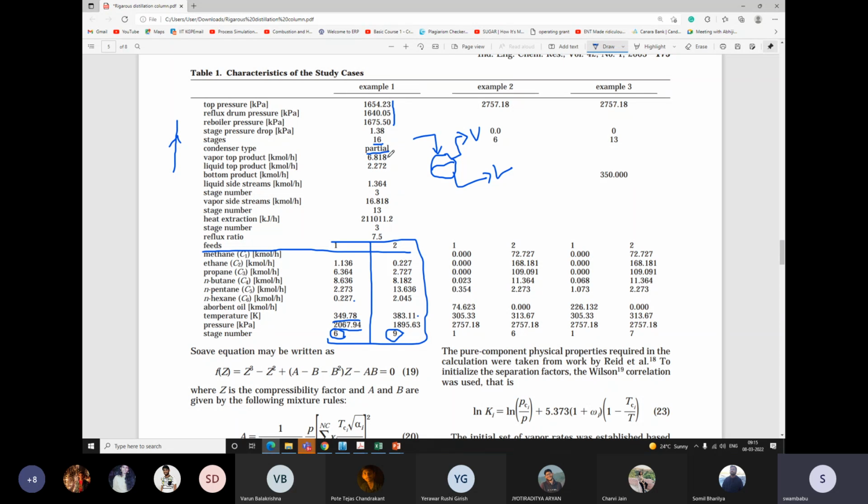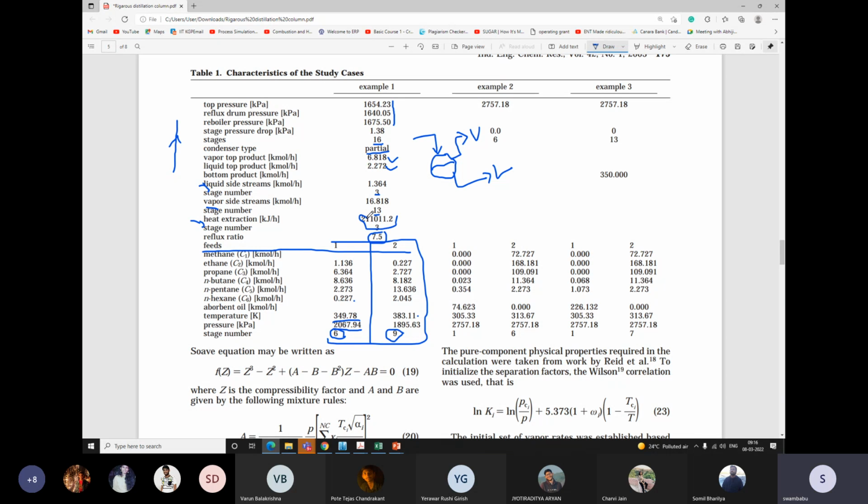Here we have the vapor top product and the liquid top product, both known, and this is the bottom product. There are also side products: liquid side stream 1 at stage 3 and vapor side stream 1 at stage 13. The reflux ratio is given as 7.5. And they are taking out heat, this much amount, at stage 3.